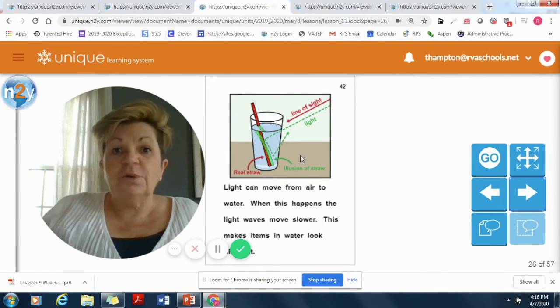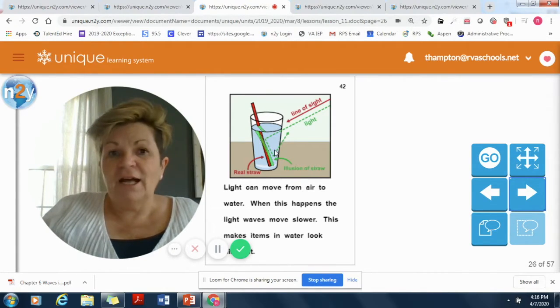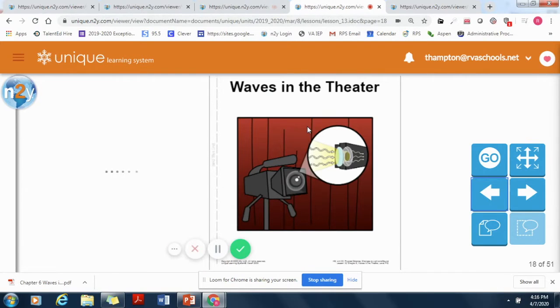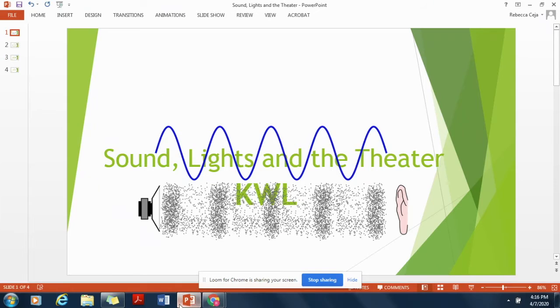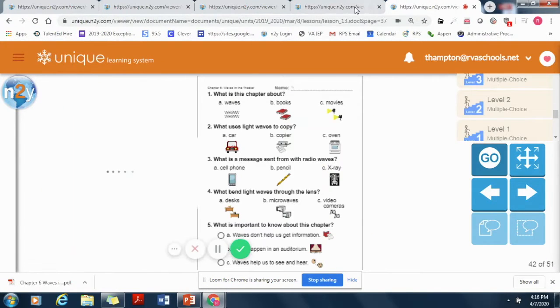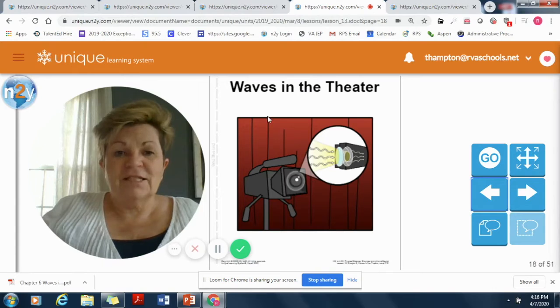We're going to revisit one of our images from Chapter 5, and we're going to do a little experiment with that to see if we can make an item look bent or broken in water. We are going to do our picture and text walk, look at our KWL chart, then read our questions before we read our story, and then finally end by taking our assessment.